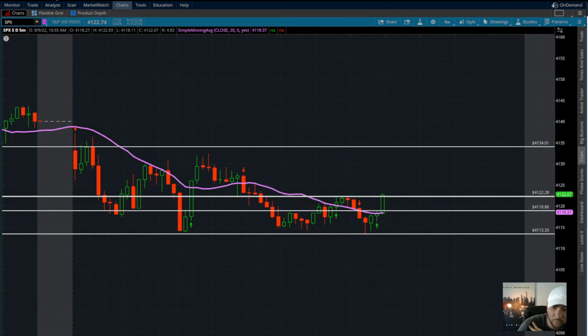Currently, these contracts are up 44%. Current price of the SPX is 41.23. We still are pushing higher. Current contracts up 42%. On the remaining 5 here, I am going to sell one more.